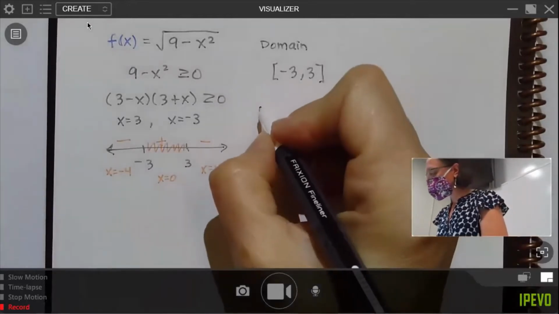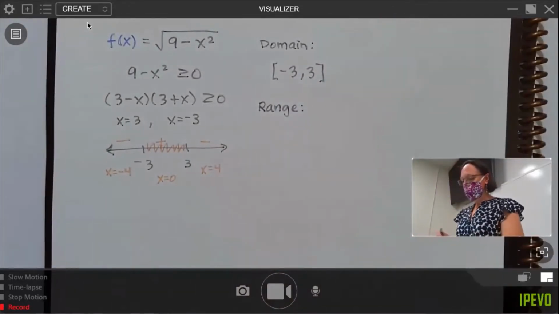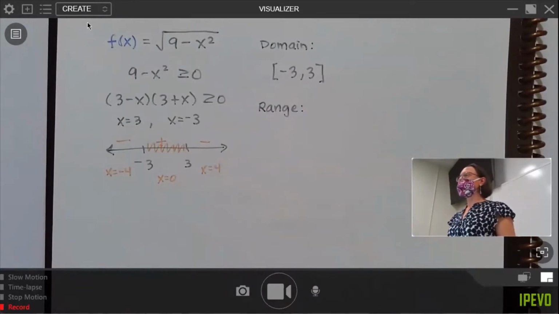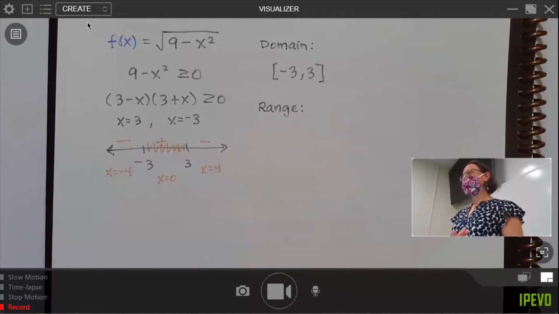Now for range, there are really 3 options when we're finding range. The first one is to sit back and look at it and just think to ourselves, what sort of y values can we get out of this function? Another great option would be to graph it. The third option that we sometimes have is finding the inverse of the function. For this particular one, I'm going to go with graphing it. It is definitely our best option for finding the range.